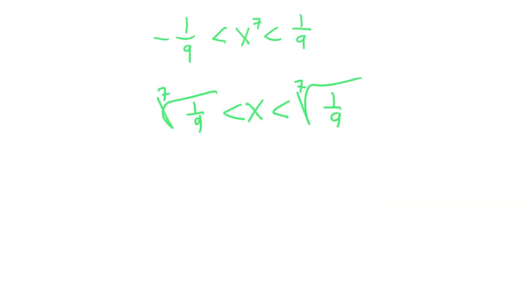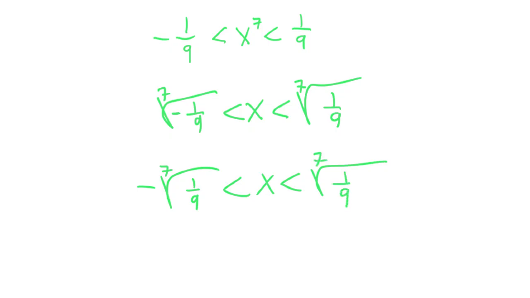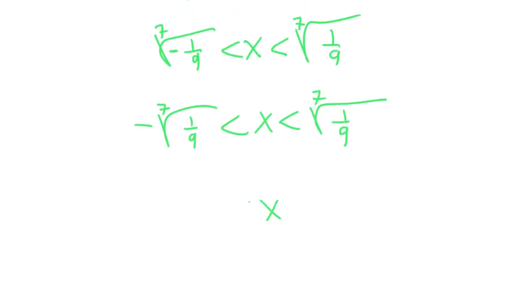And we have a negative here. So this negative could go on the outside, so I'd rather represent it that way. So that is that. I guess we could clean it up even further by just saying it's like 1 over the 7th root of 9, 1 over the 7th root of 9.